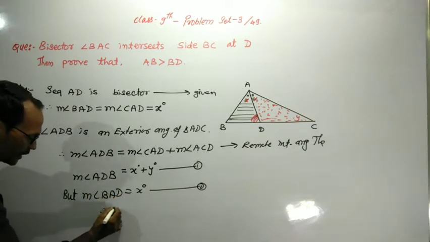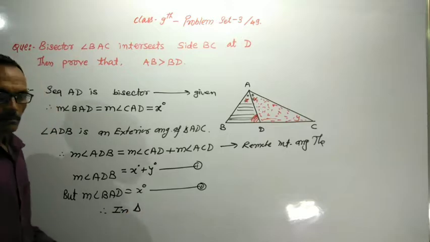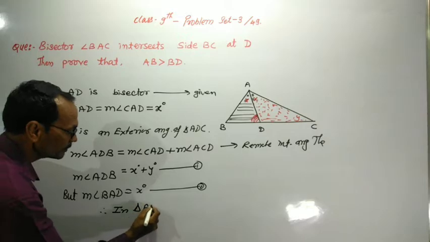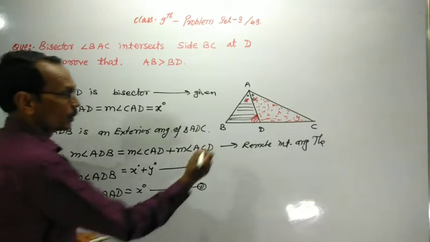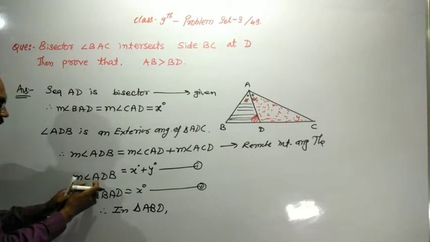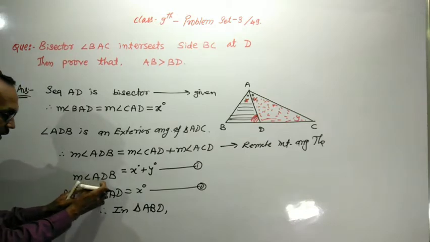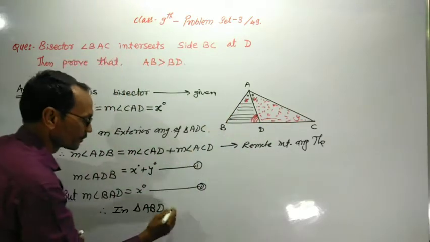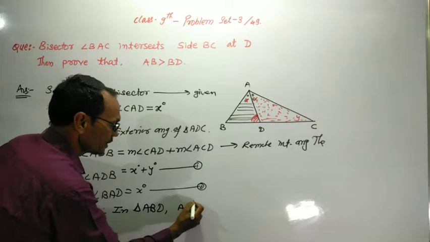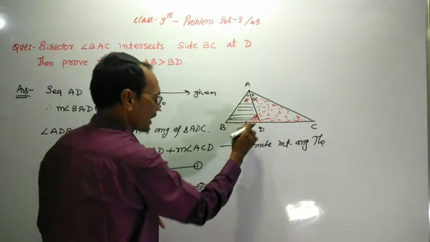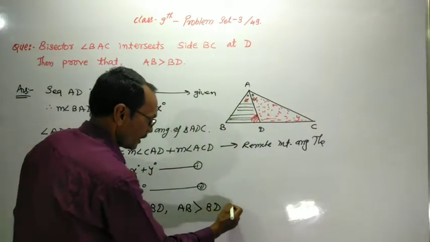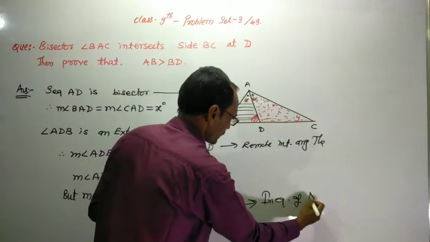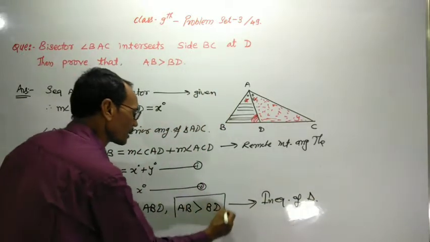Therefore, I can write, in triangle ABD, which side is greater? Opposite of greater angle. Angle ADB is greater. Therefore, side AB is greater than that of the smaller angle's side, that is BD. And the reason is inequality of triangle. This is the answer.